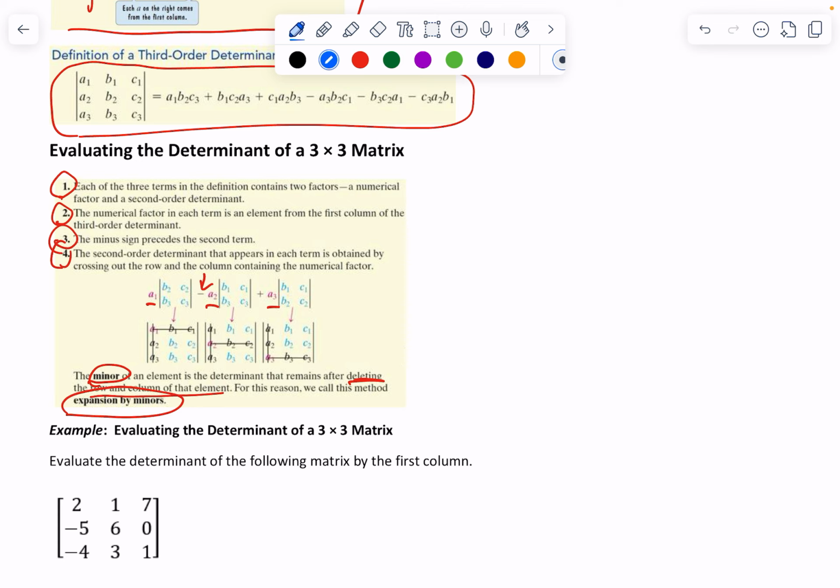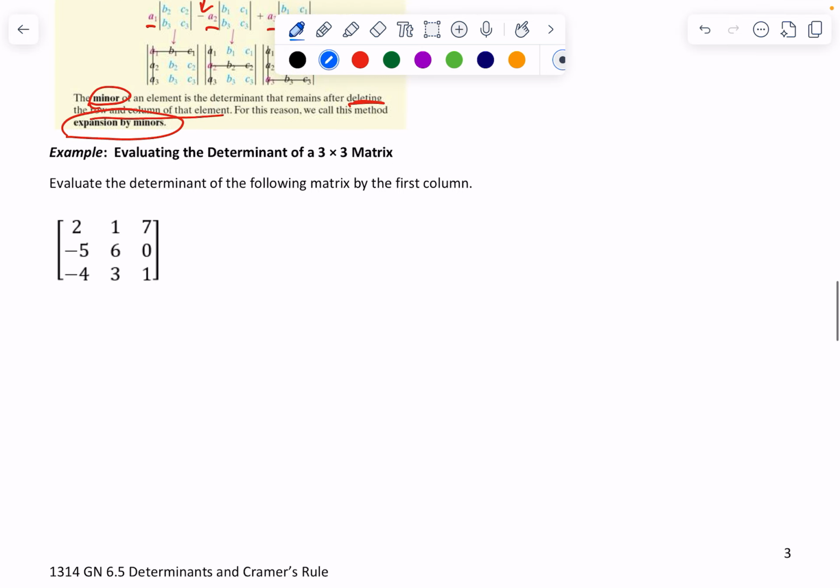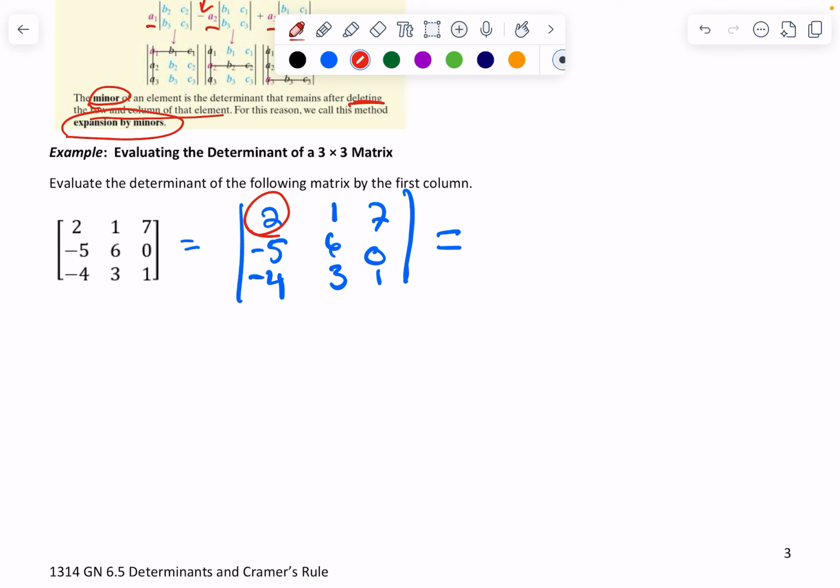All right, let's get an example here. So we want to evaluate this. First we should write it as a determinant: 2, -5, -4, 1, 6, 3, 7, 0, 1 with the straight lines. Okay, so we're going to take first element A1. So that is 2. That goes outside. Now, the second order determinant is going to be, so we're crossing out the row and the column where the 2 is. So we get 6, 0, 3, 1, and close it.